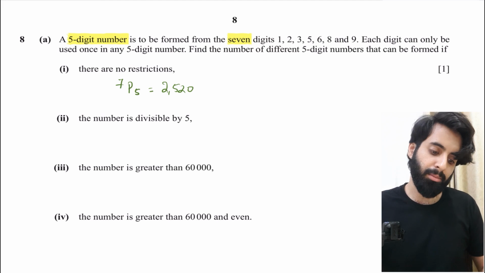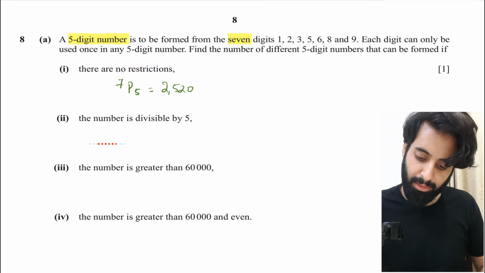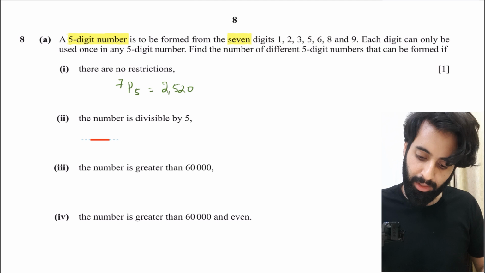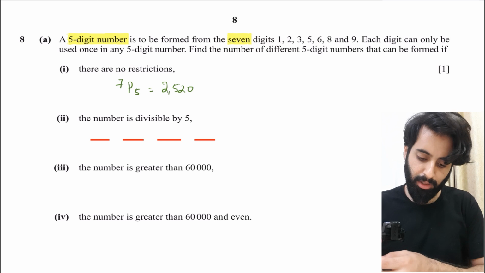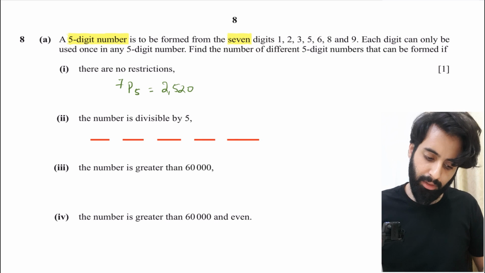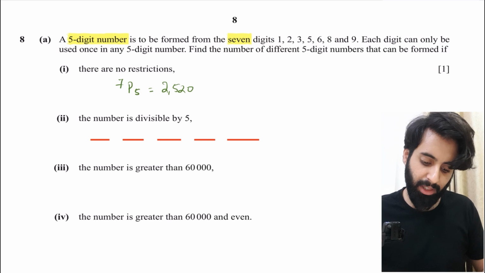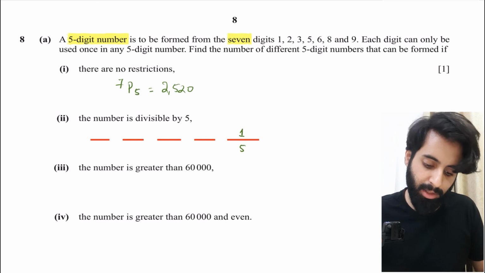The number is divisible by 5. All right, so this is the point where things get interesting. If the number is divisible by 5, what is the one thing you need to keep in mind? You need to keep in mind that the last digit should be either 5 or 0. Since we don't have 0, we're not going to place 0 here. So if the number needs to be divisible by 5, the last digit needs to be 5. So how many options do we have for the last digit?